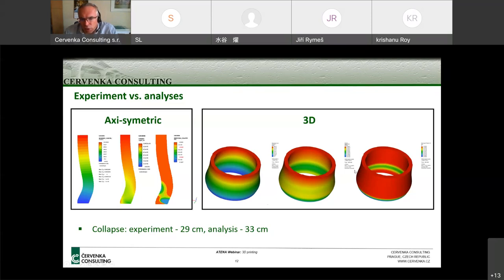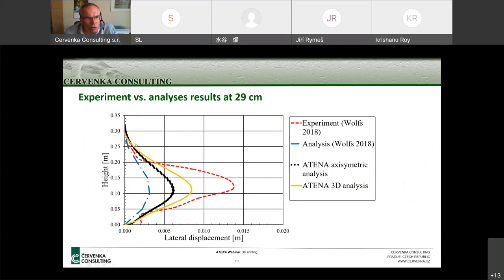And here, on the right, you see some results from the 3D analysis. The collapse in the experiment was at about 29 centimeters. In the analysis, we obtained collapse at about 33 centimeters. What is also interesting is to look at the deformed shape at collapse. The dashed red line corresponds to the experiment.